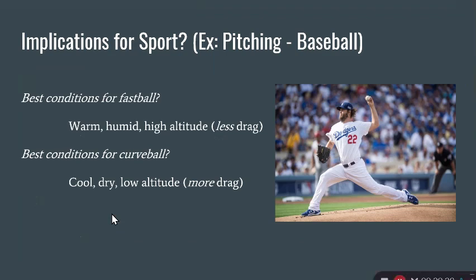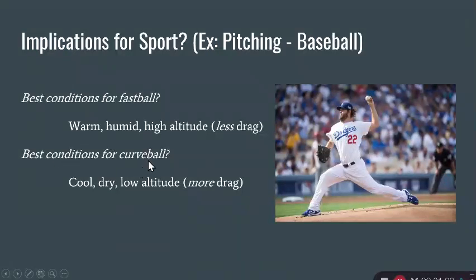So another example of this is if I'm a baseball pitcher, and I want my fastball to be cooking. I want to throw that fastball as fast as I can. I want a warm, humid environment that's at high altitude. Okay, that's going to produce less drag on the ball when I throw it.